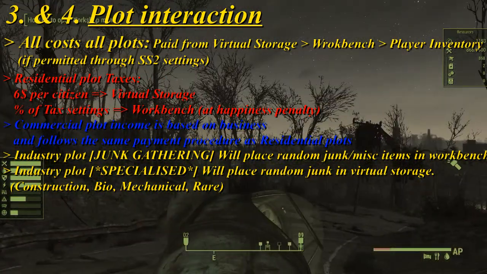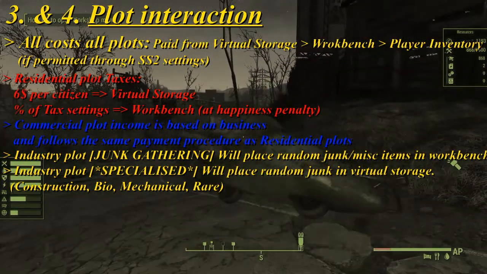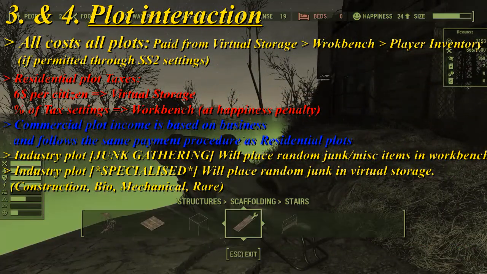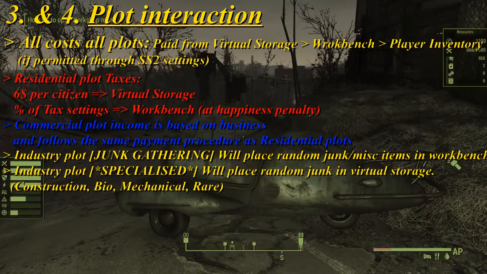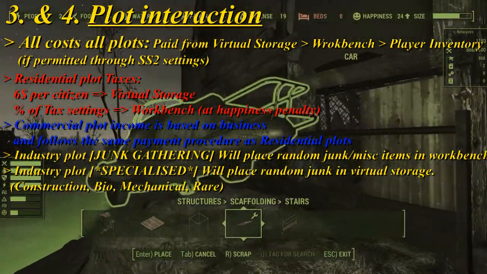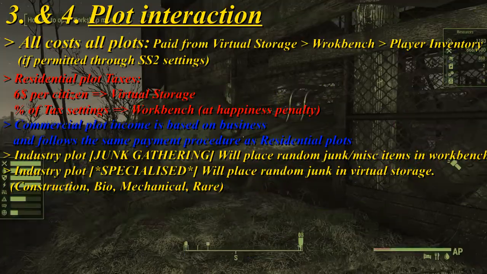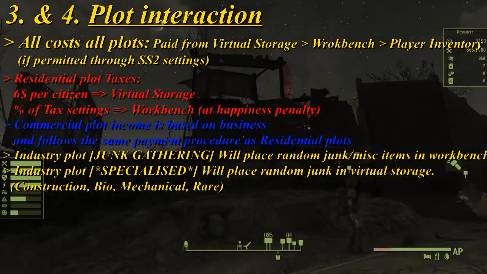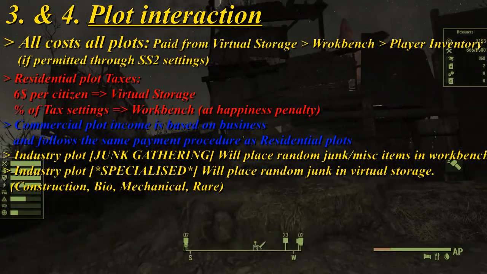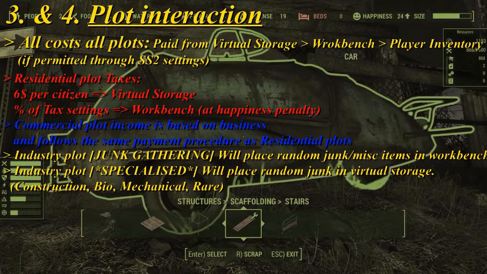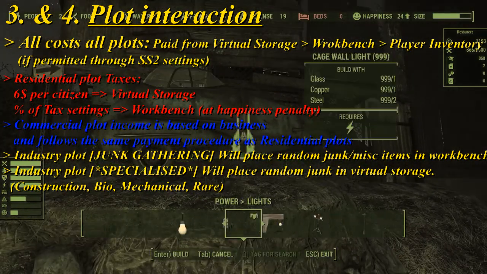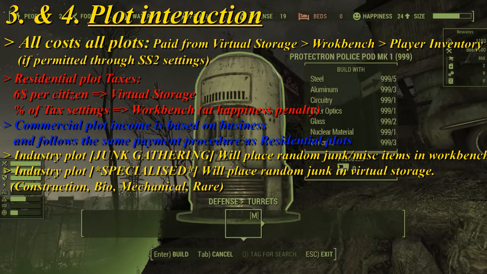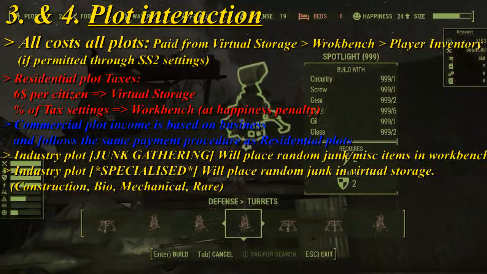So those 4 classes, again, they put all their output into the virtual storage, while scavenger plots produce far less and they produce totally random stuff, but that goes into your workbench storage. So once you have enough scavenger plots, you could open up your workbench for upkeep cost payments into SimSettlements 2 plots, but at the beginning I would actually shut this avenue off and not allow SimSettlement plots to access your workbench. As I mentioned before, it would drain your resources rather fast, but if you have enough scavenger plots up and running, that should no longer be an issue.